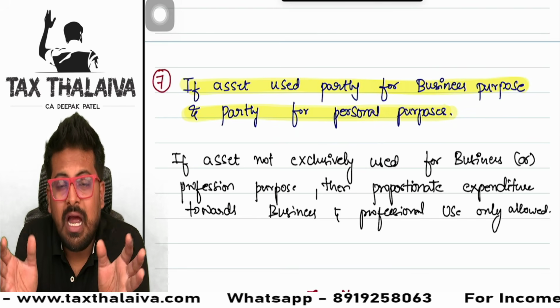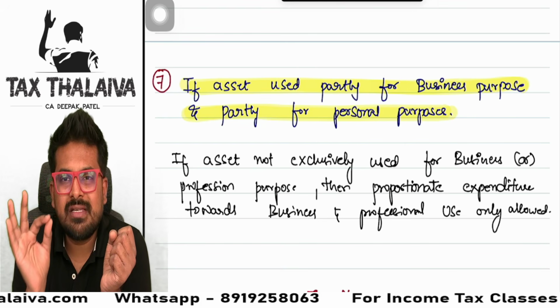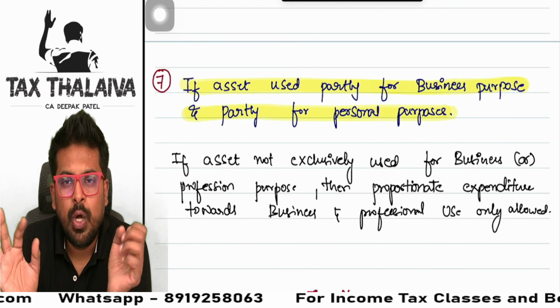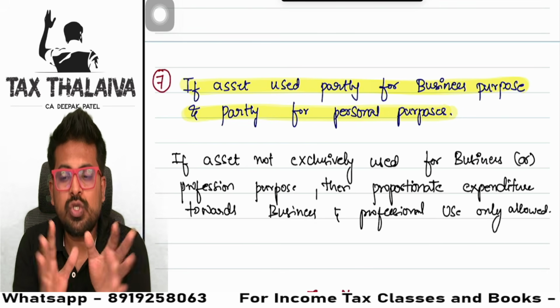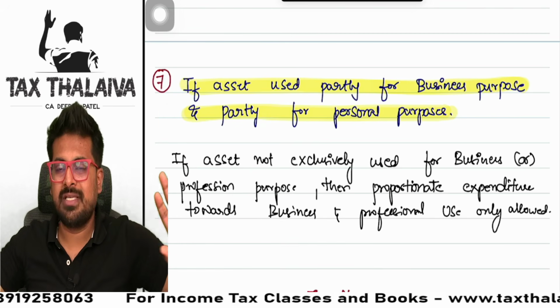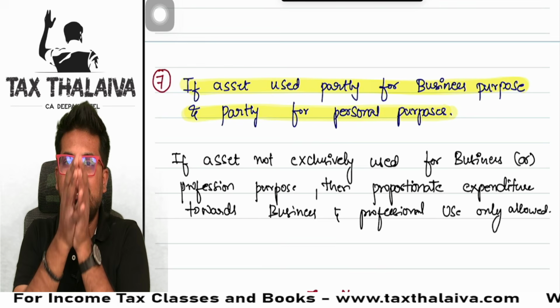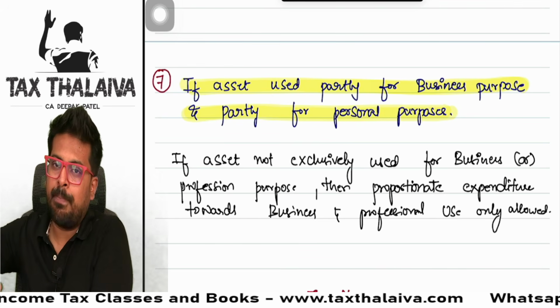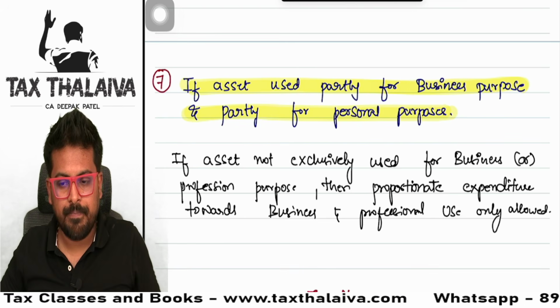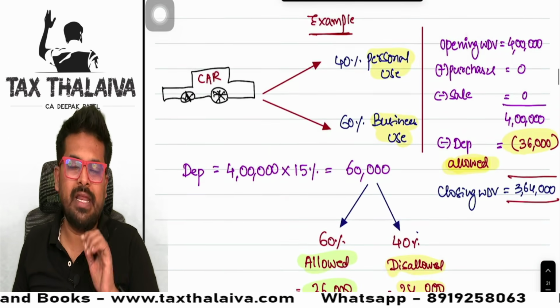Of course, guys, under PGBP, one dialogue you remember always. Only business related expenses are allowed. Personal expenses are not allowed. So if asset is used both for business purpose and personal purpose, only to the extent you used it for business purpose is allowed. To the extent you used for personal purpose is not allowed. Got it? So we'll see this with the help of one example.